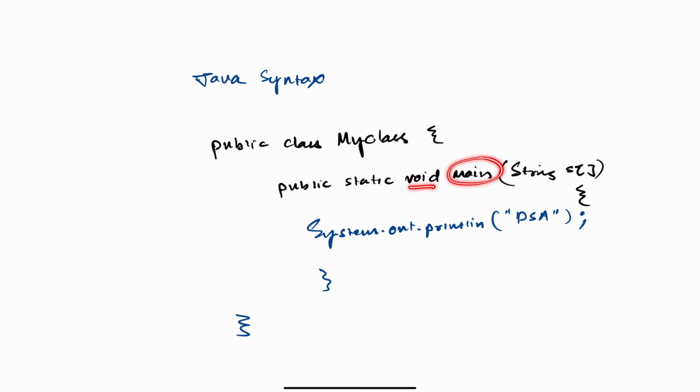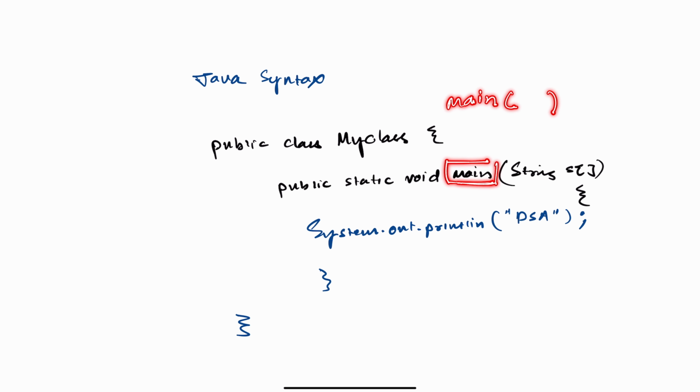Void. Every method has a return type. Void means it does not return anything. That's the reason we use the keyword void. Now, main is the method name. This main is a fixed standard method name. What is that? Small m, main.